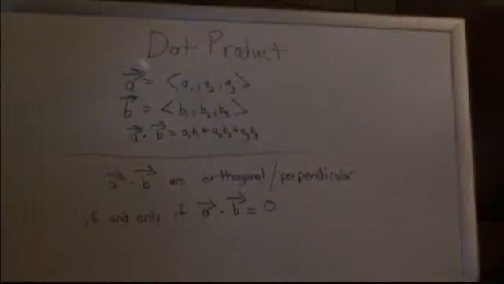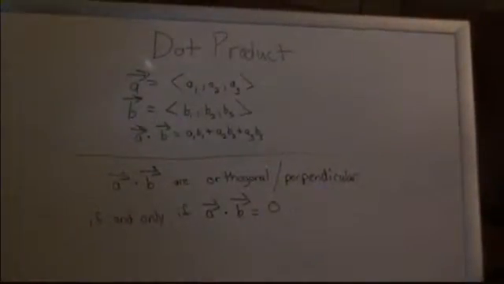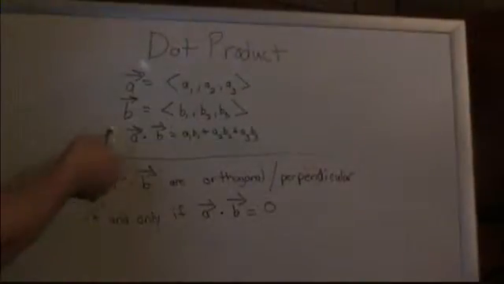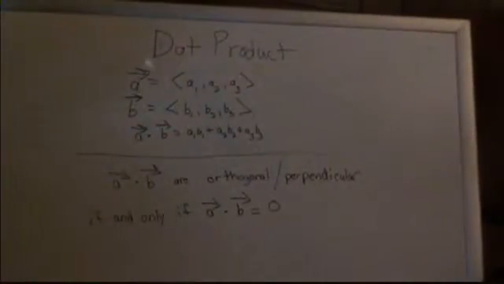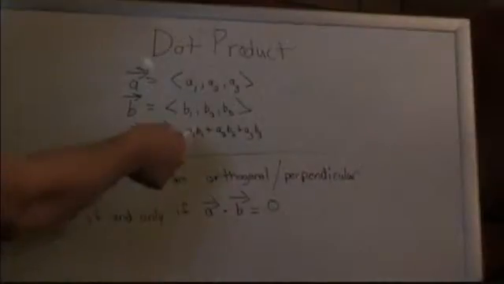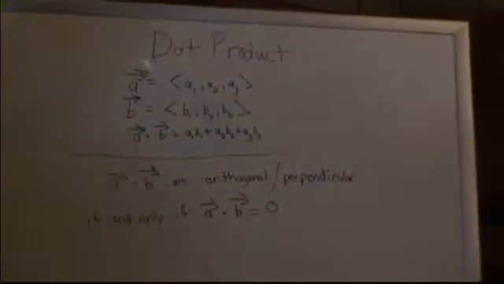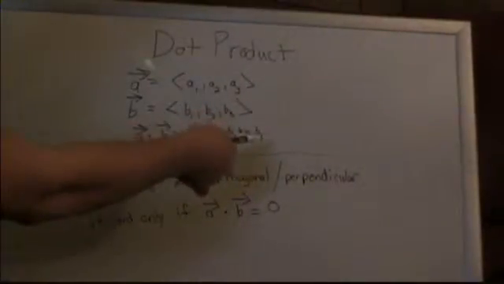So today we're going to be talking about the dot product. Here I have an example. It's two vectors, vector A and vector B, written out as follows. And so the dot product between vector A and vector B would be A sub 1 times B sub 1 plus A sub 2 times B sub 2 plus A sub 3 times B sub 3.